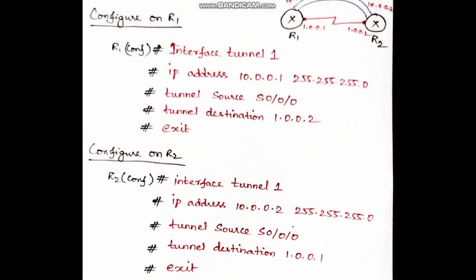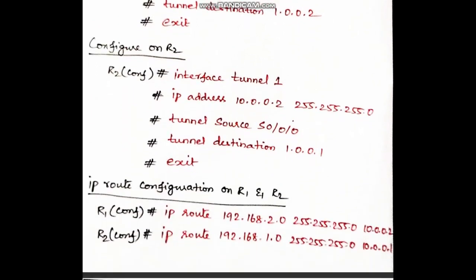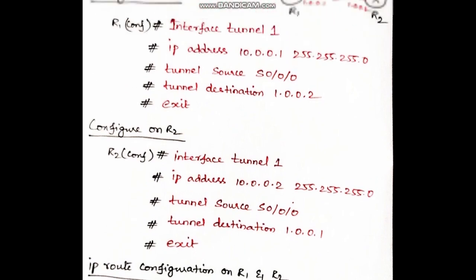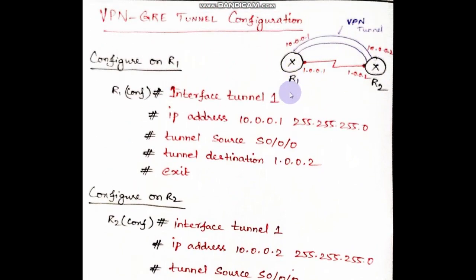Okay, the tunnel is now completed. Creation of the tunnel is done. Now you need to give the IP route configuration on R1 and R2. The reason is that under this router I am going to connect one private network, and under R2 also I am going to connect one private network. So this router doesn't know this router's private network. Similarly, this router doesn't know the network connected directly to the other router.